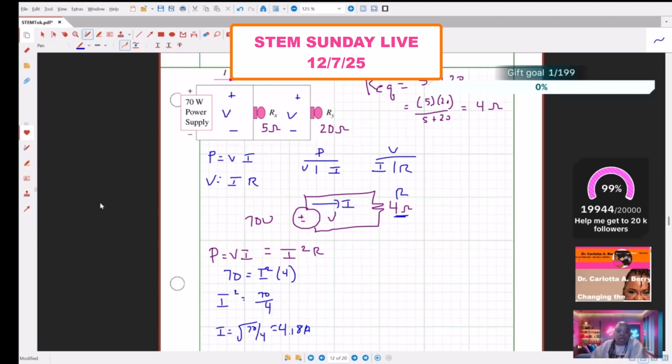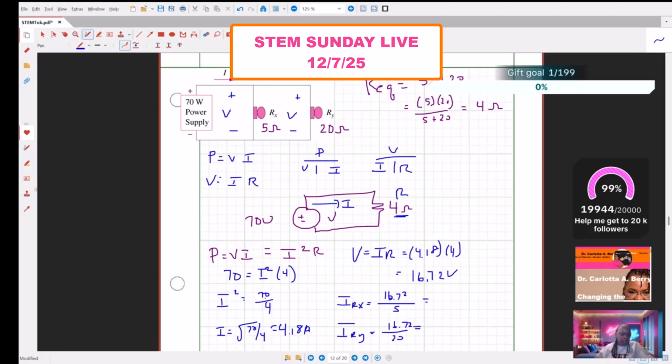All right, 4.18 amps. So that means that the voltage over here, which is I times R, is going to be 4.18 times 4. So that's going to be 16.72 volts. All right, so that means everything up here has a voltage of 16.72 volts. So that means that the current through that RX lamp should be 16.72 divided by 5. And the current through that RY lamp is going to be 16.72 divided by 20, okay?